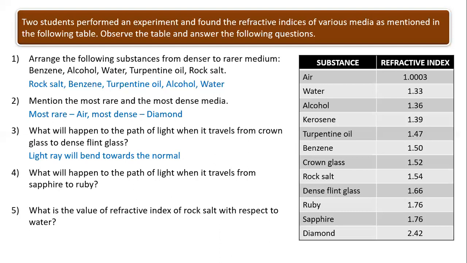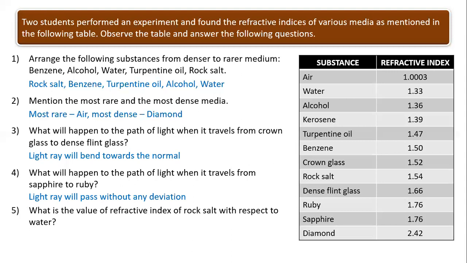It is so easy. What will happen to the path of light when it travels from sapphire to ruby? Now, if you watch out for the refractive indices of both these substances, they are same, 1.76. Now, because the refractive indices are same, I will say the light ray will pass without any deviation. There will be no change in the direction of light.